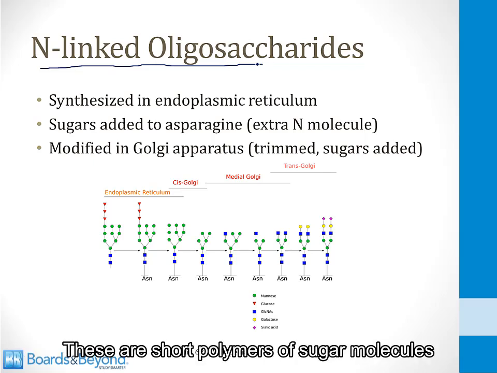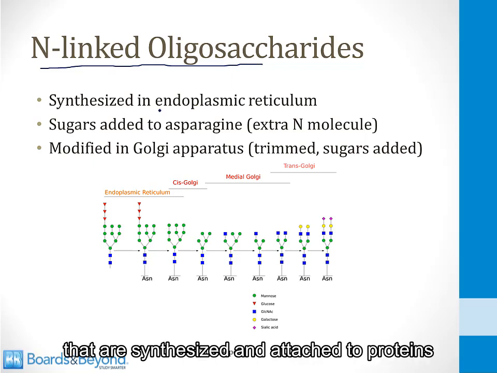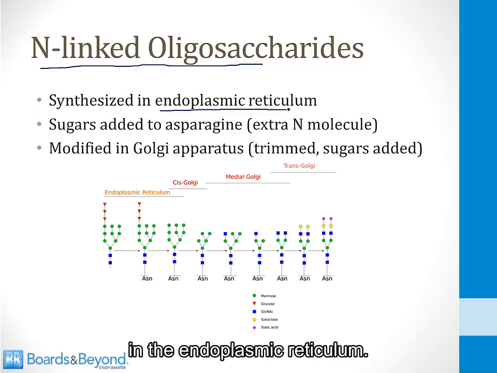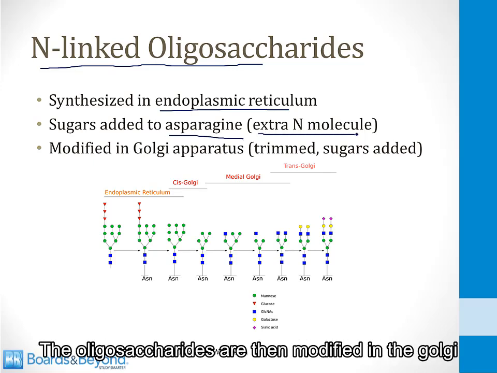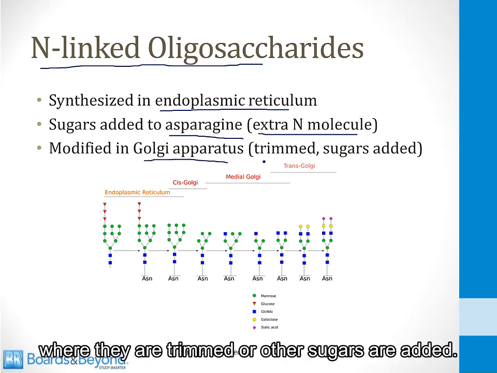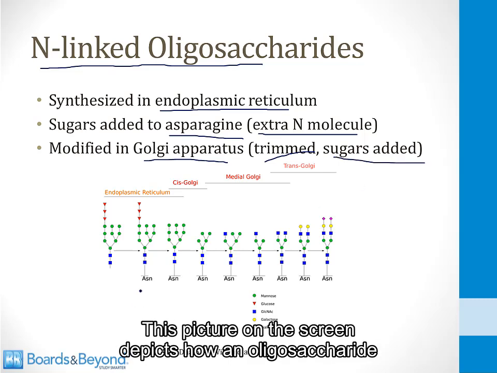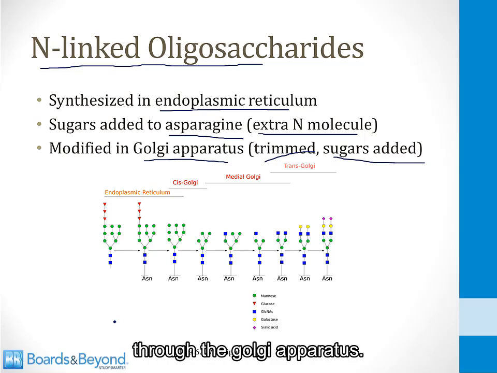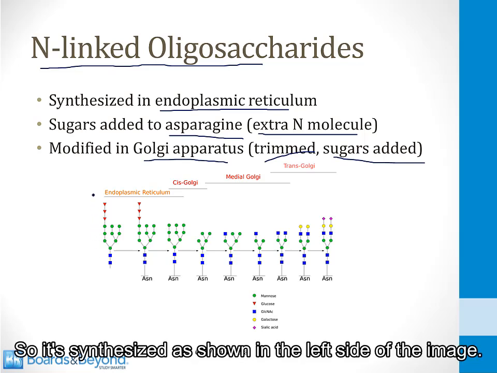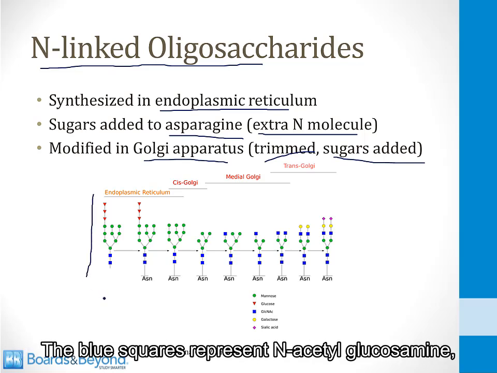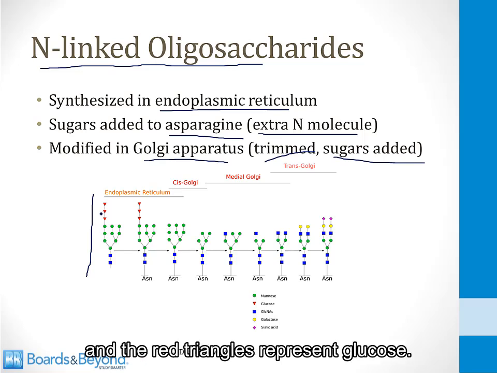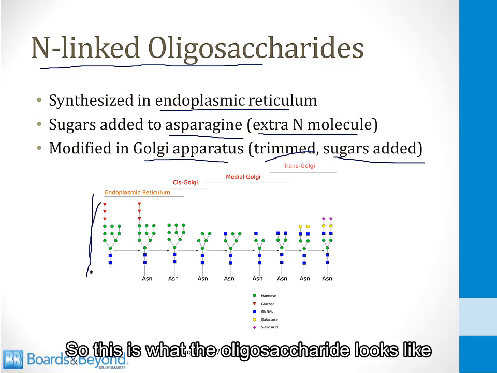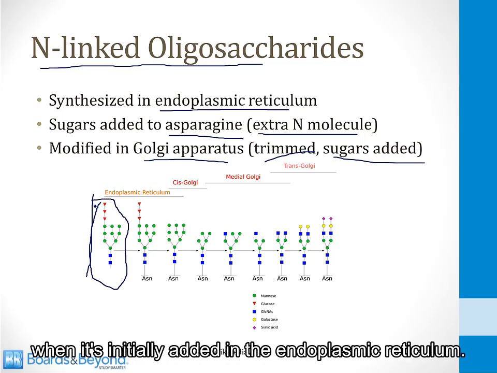These are short polymers of sugar molecules that are synthesized and attached to proteins in the endoplasmic reticulum. As we described, they are usually added to asparagine because it has an extra N molecule. The oligosaccharides are then modified in the Golgi where they are trimmed or other sugars are added. This picture on the screen depicts how an oligosaccharide that is N-linked can be modified as it moves through the Golgi apparatus. So it's synthesized as shown on the left side of the image. The blue squares represent N-acetylglucosamine, the green dots represent mannose, and the red triangles represent glucose. So this is what the oligosaccharide looks like when it's initially added in the endoplasmic reticulum.